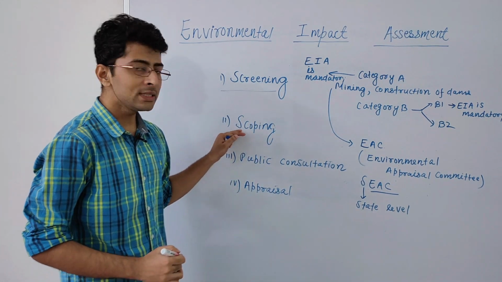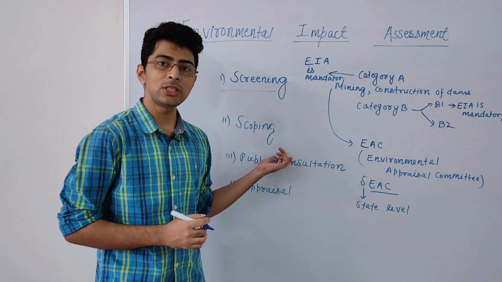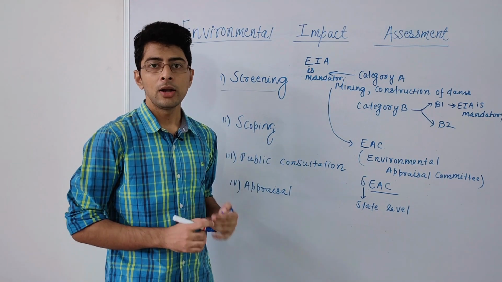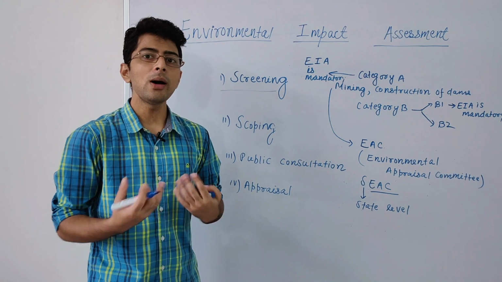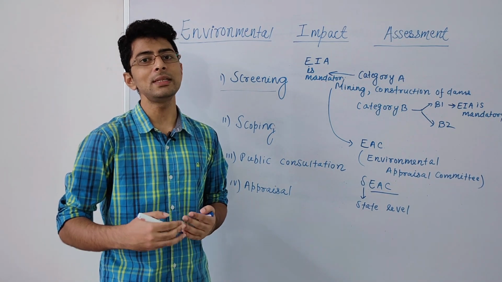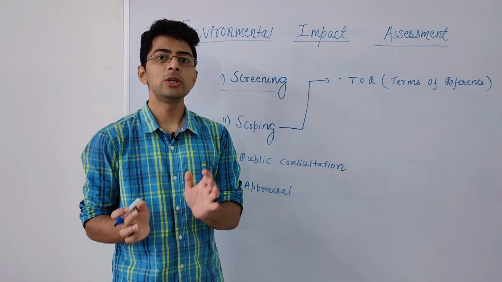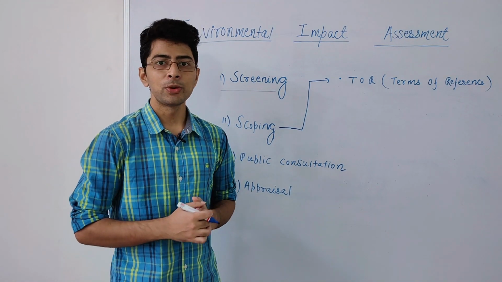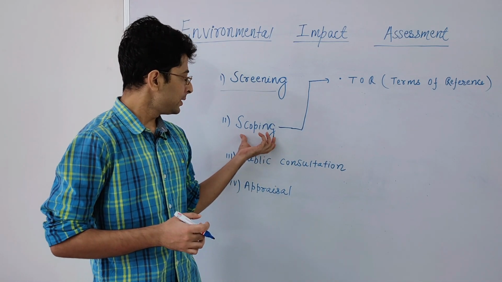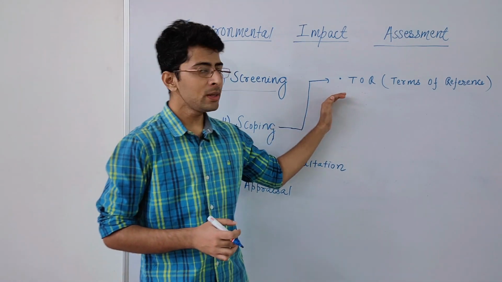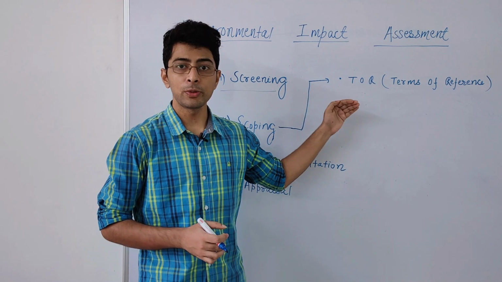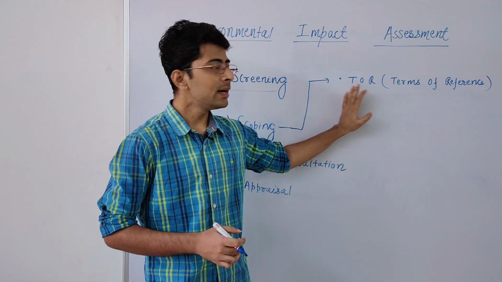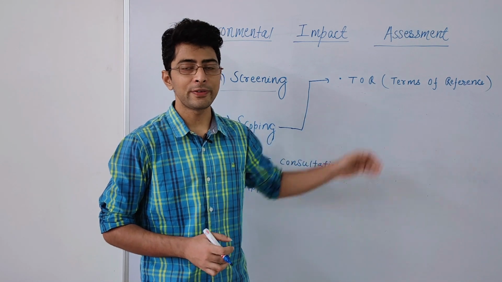Now, the second process is scoping. Scoping is the most important step in the procedure of EIA. Now, let us look into how scoping is done and what is its significance. As we know, the projects are categorized in category A and category B projects. Now, in the process of scoping, all the projects which are subjected to EIA are given TOR. TOR stands for terms of reference.